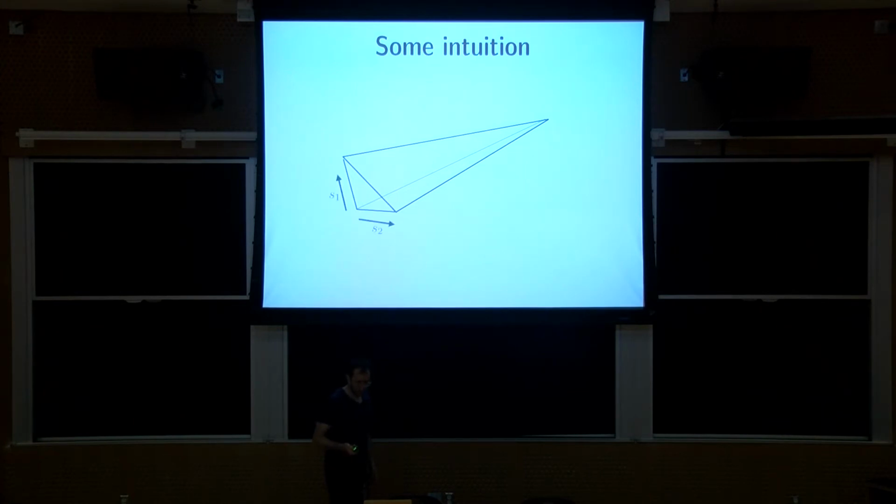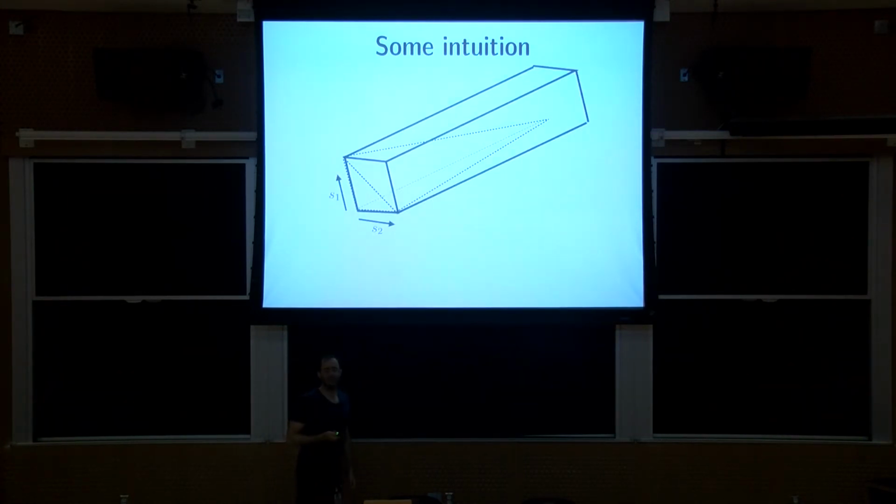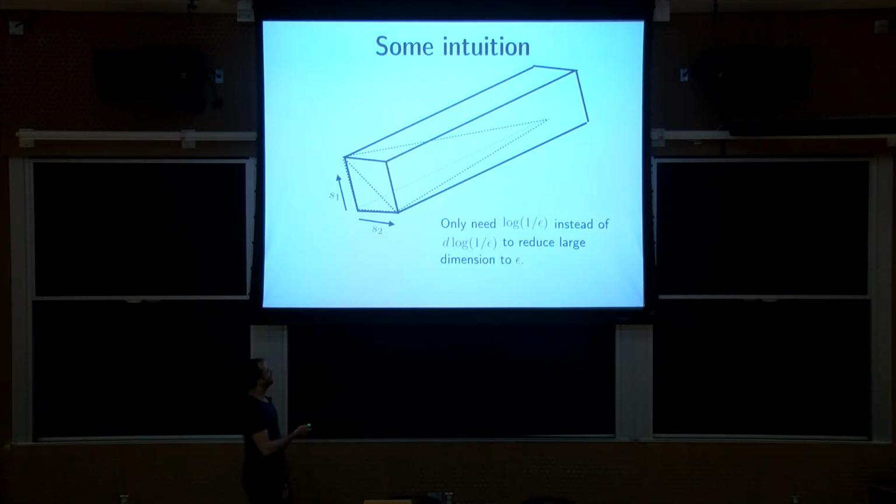And the intuition is the one that I said. You have two directions, and you know they're small. When you cylindrify, this becomes something like this. And all of a sudden, instead of taking d log 1/epsilon, because the other dimensions are dragging you, you just do log 1/epsilon. So per dimension, you do log 1/epsilon.